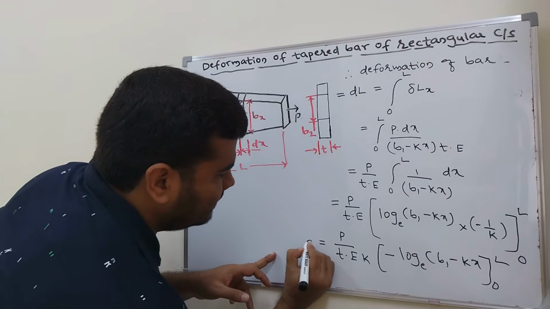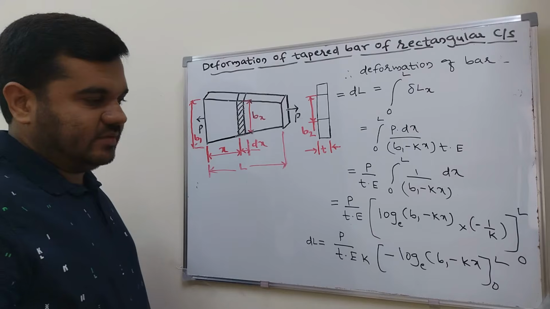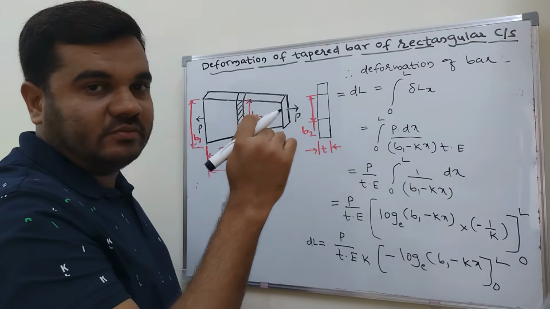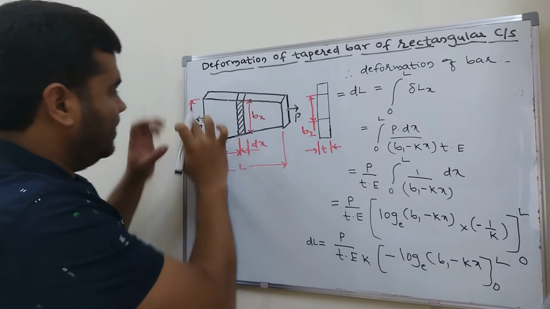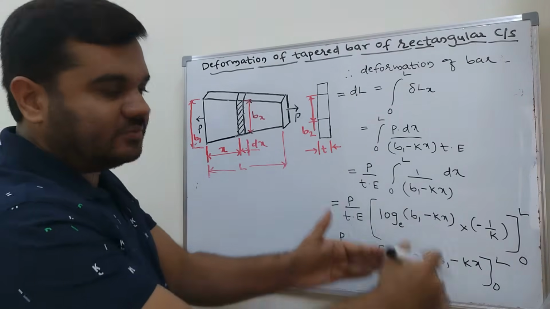Okay. This is the deformation of the bar. Now again, simplify this one. Substitute the k value, because before we took k equal to b1 minus b2 divided by L. That you need to substitute now.